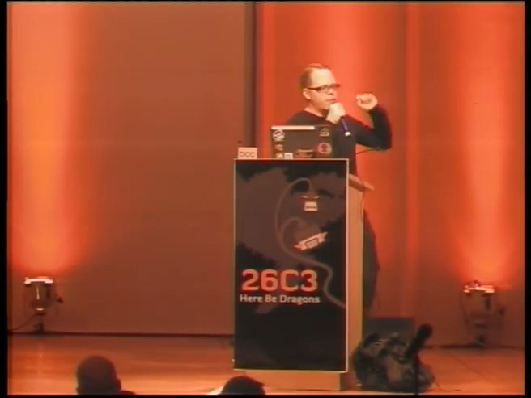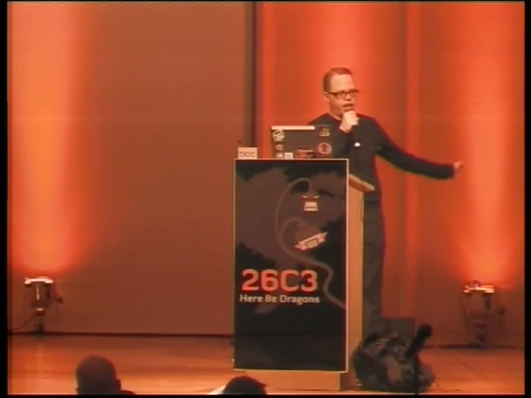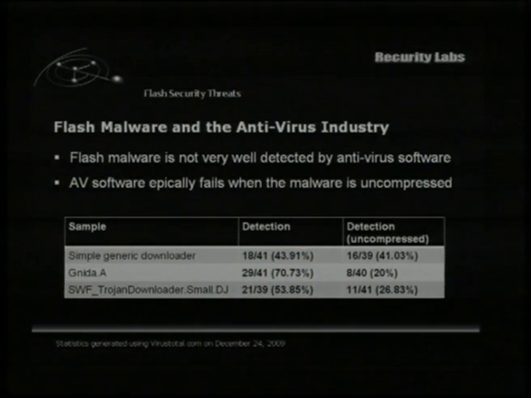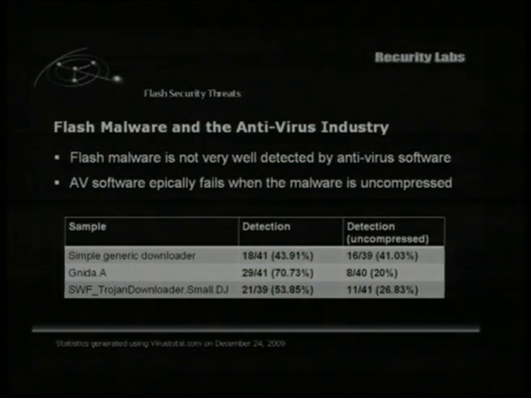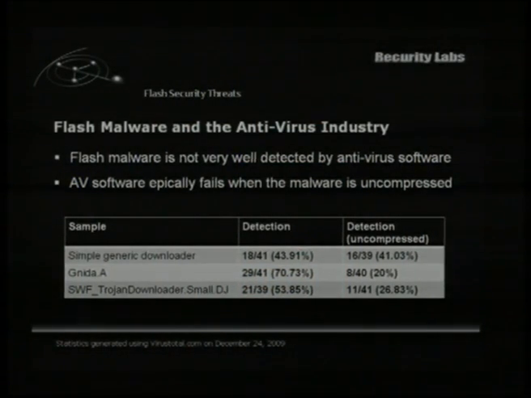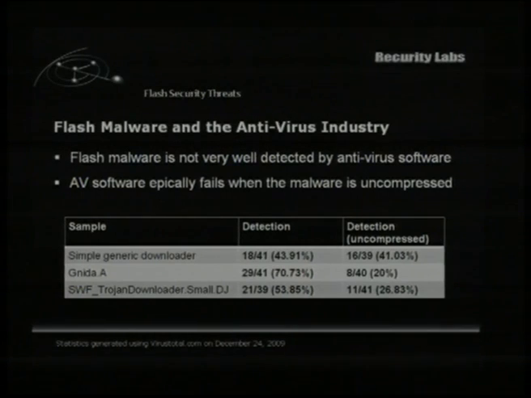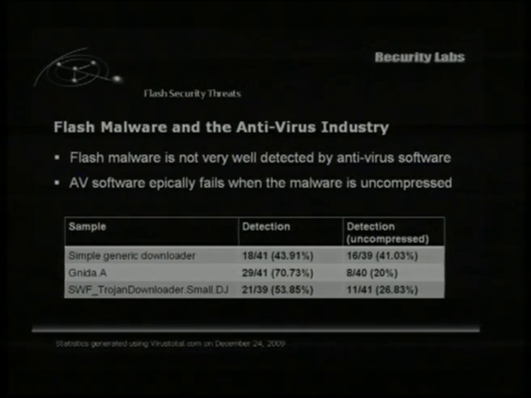Now, you take the most common piece of malware in the whole Flash world and do the same exercise: 29 out of 41 detected. You decompress it, and 8 out of 40 detect the most common piece of Flash malware. Turns out they're obviously matching on the packed string, the string that came out of zlib when it was compressed. So let's put it this way, the AV companies are not going to be much help in protecting against Flash exploits.